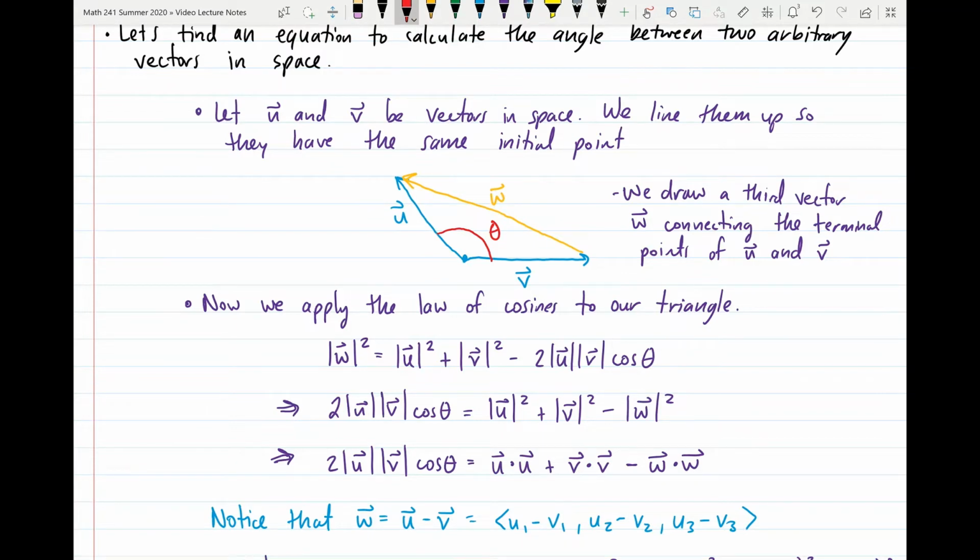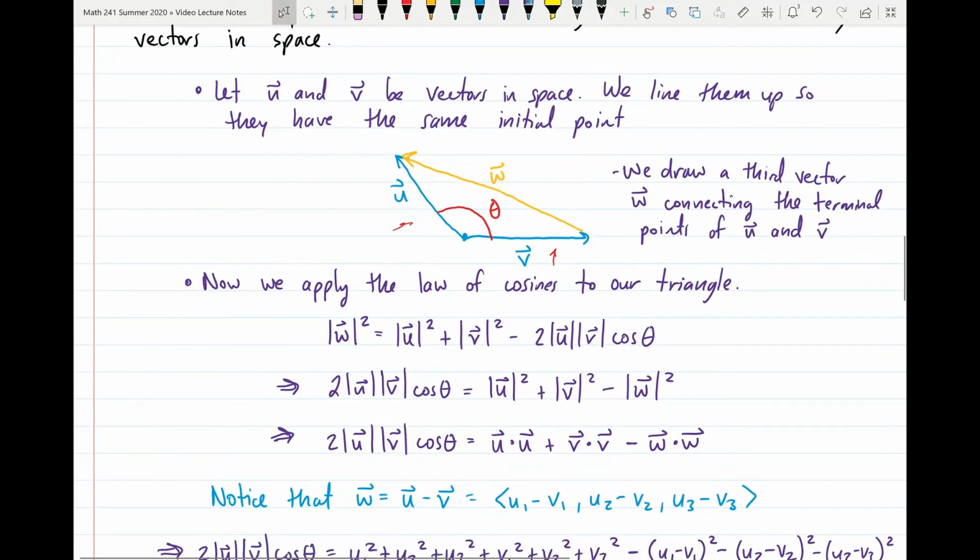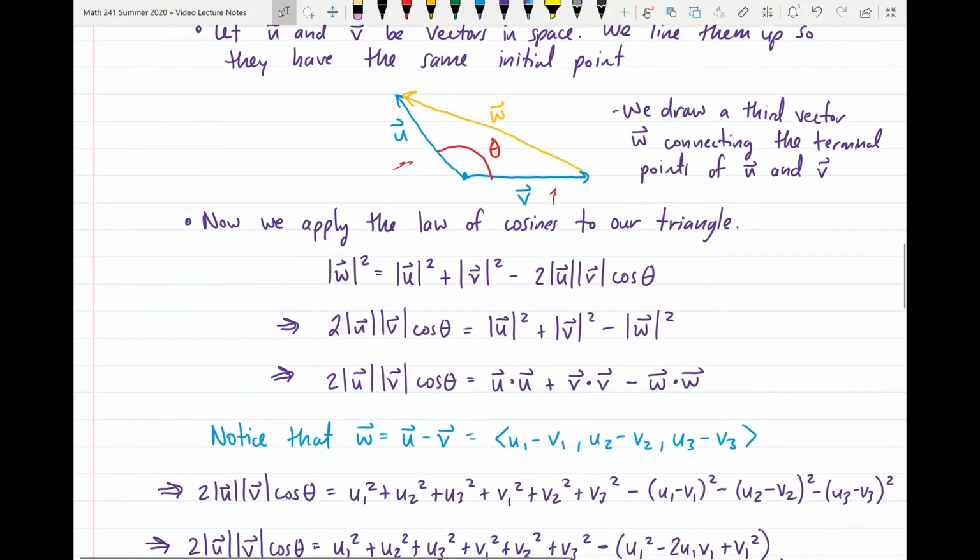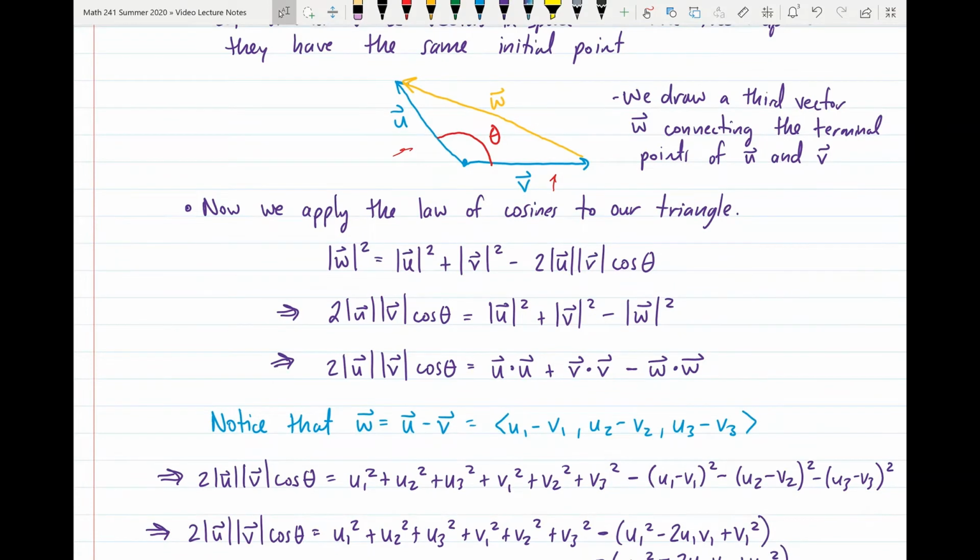So we have our vector u, we have our vector v, and then I have theta drawn between the two vectors. I also added this vector w in yellow. So we draw a third vector w that connects the terminal points of u and v. And notice right away that the vector w is the same as the vector u minus the vector v. I actually made that note down here, but I'll say it right away, just so that you can keep that in mind.